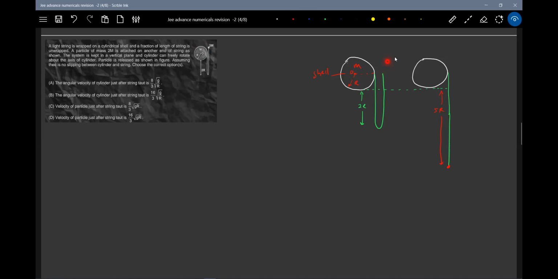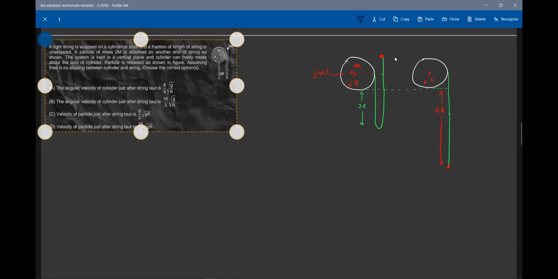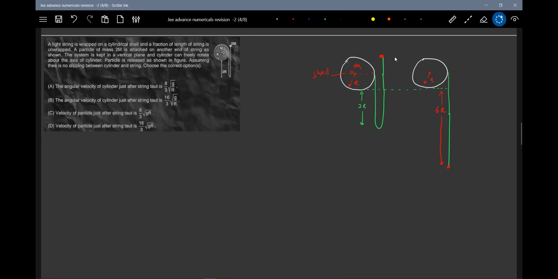Okay. I'll change the diagram. Yeah, thank you. Not visible for me. Then okay, things will change. 2r, 6r it will come. Okay, yeah, thank you. Thanks a lot. I'll magnify it. Okay, now it's visible.